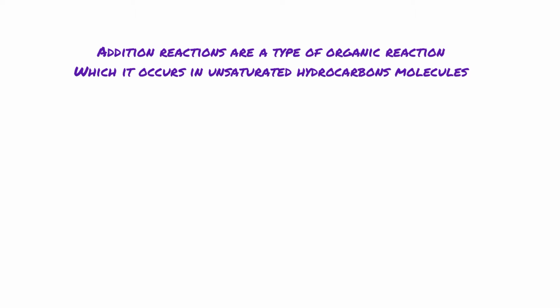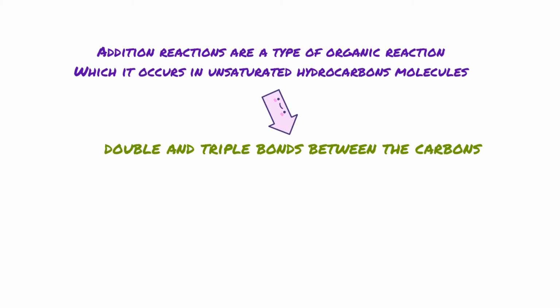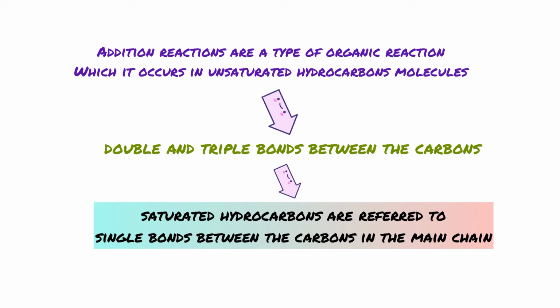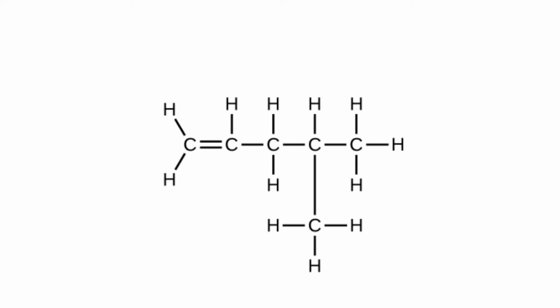Addition reactions are referred to as an organic reaction. It takes place in just unsaturated hydrocarbons. The word unsaturated refers to the double and triple bonds between the carbons. However, saturated hydrocarbons have single bonds between the carbons in the main chain. When the reaction takes place, the multiple bonds break apart, while the substituents are added to the main chain.